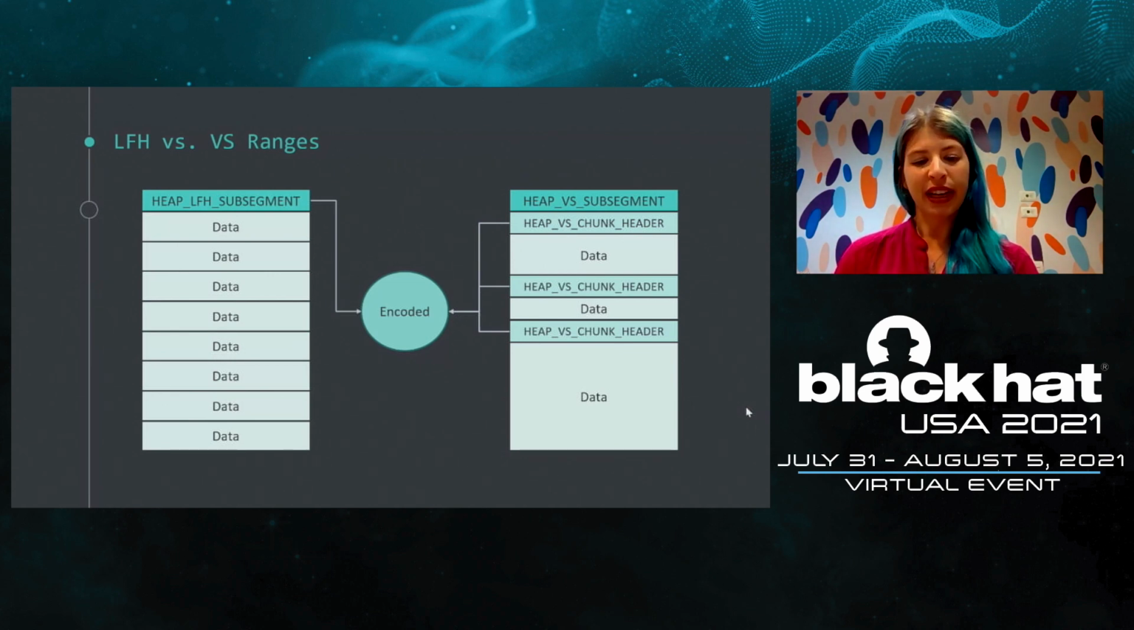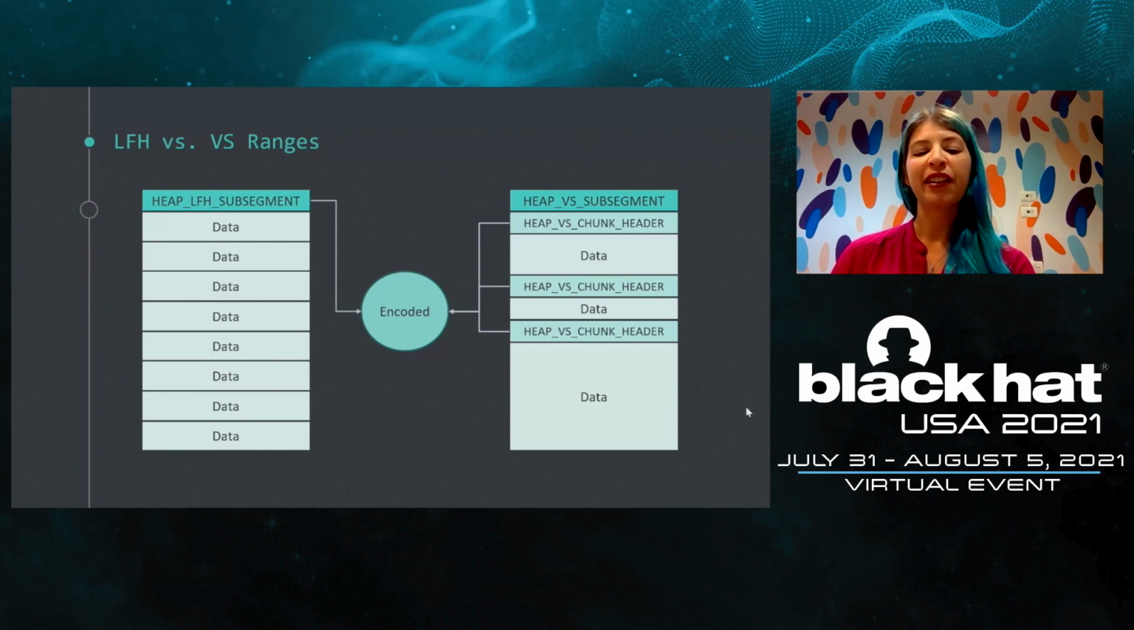For VS subsegments, we have a different structure, again at the beginning of the subsegment. It's called a heap VS subsegment, and that gives us some metadata about the segment. But here we do need a header for every separate pool block because each one has a different size. So we have a heap VS chunk header for every pool block that has information about the block and, most importantly, its size. Now, anything that has explicit sizes is now going to be encoded.